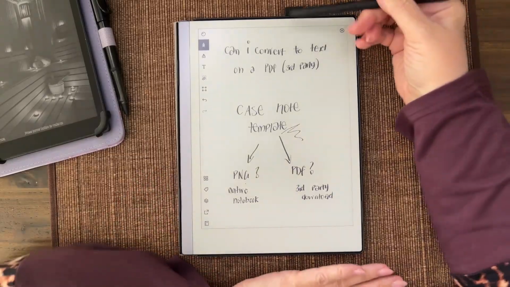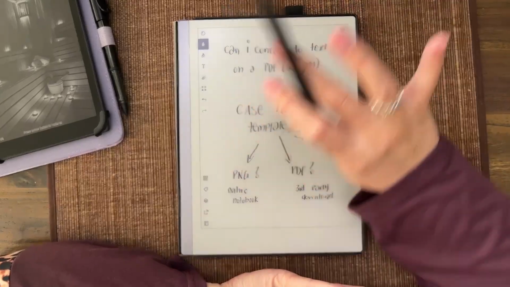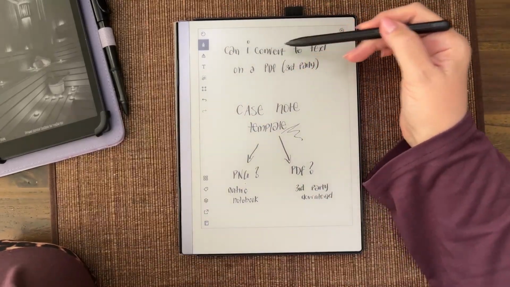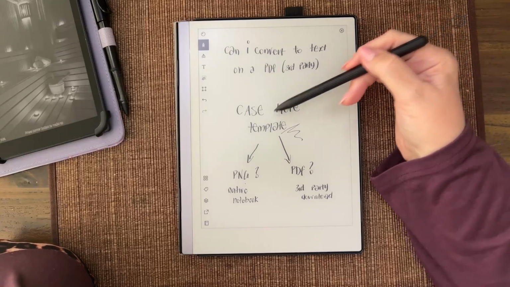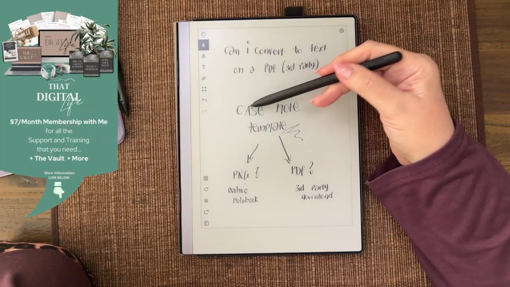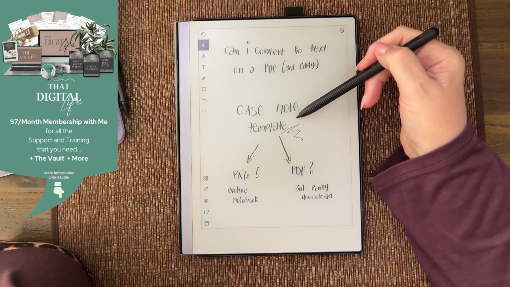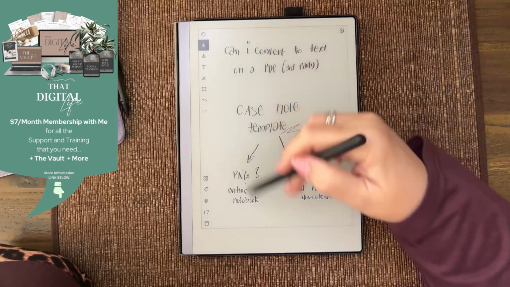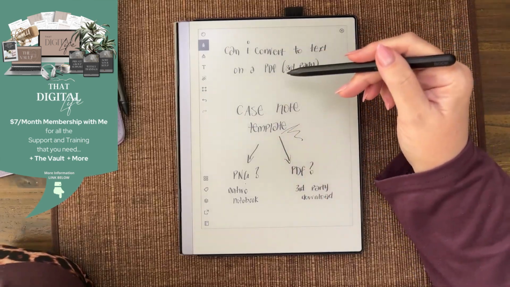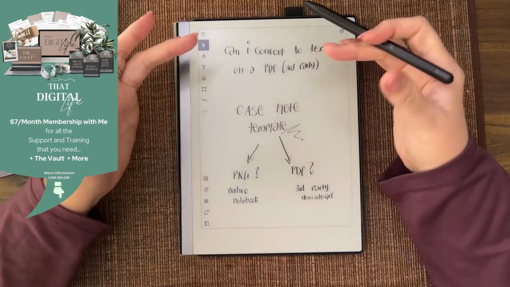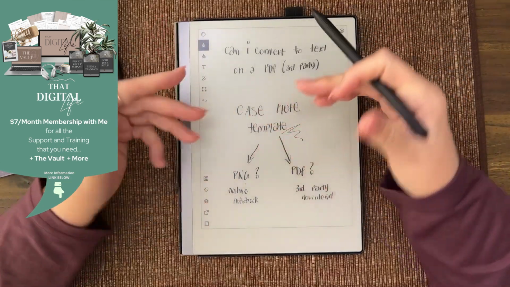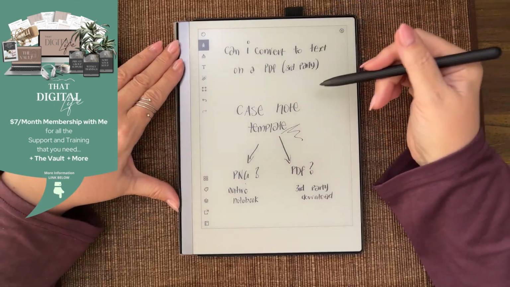Okay, I've had a question that I thought I would cover that could help others. Can I convert to text on a PDF, a third-party PDF? So they have a case note template. So that's obviously a note paper for cases that they want to convert to text. So write and then have it convert to typing.